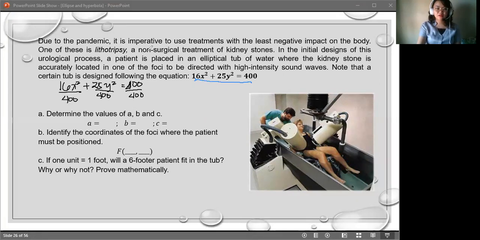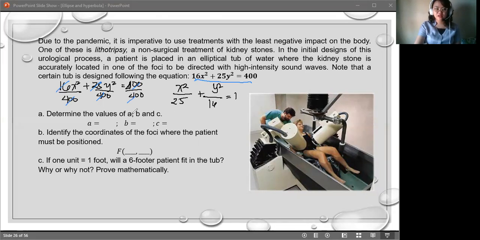There we go. We now cancel out what we can cancel, simplify rather, and we will arrive at x²/25 + y²/16 = 1. And this is now our ellipse, or the equation of the ellipse in standard form.